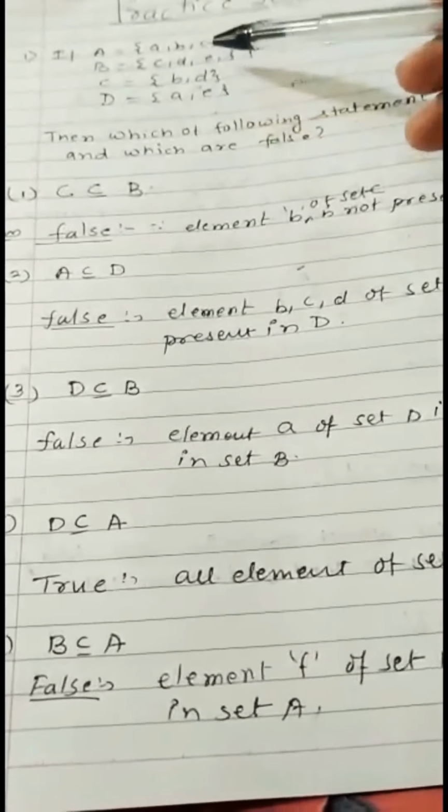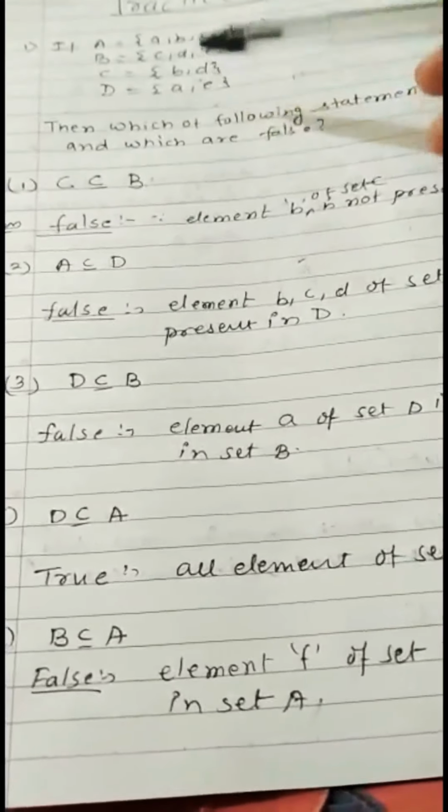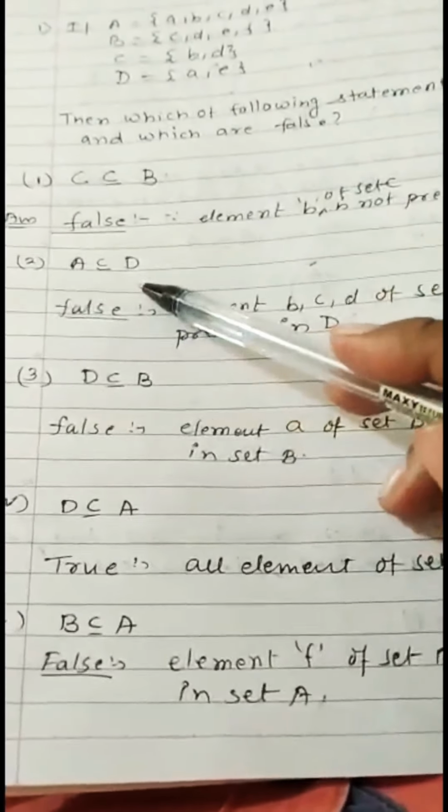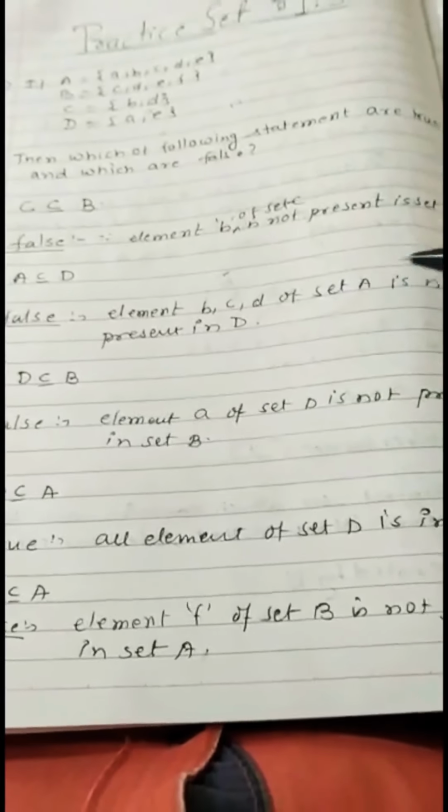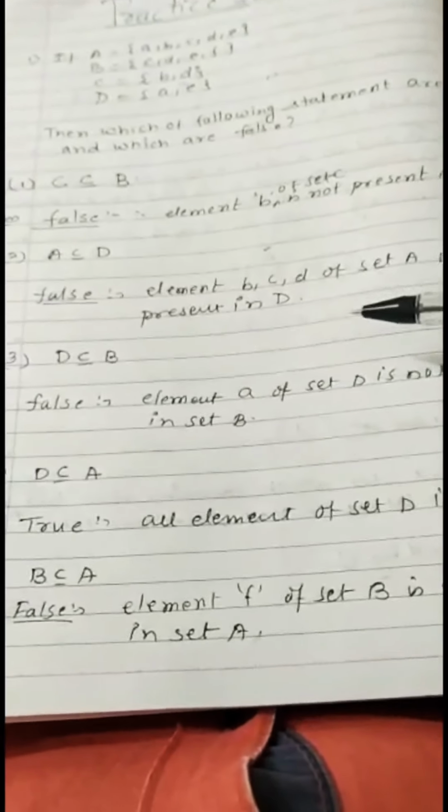D is a subset of A is not a subset of D, but they had given A is a subset of D, it means the statement is false, because elements B, C, D are present in A but not present in set D.